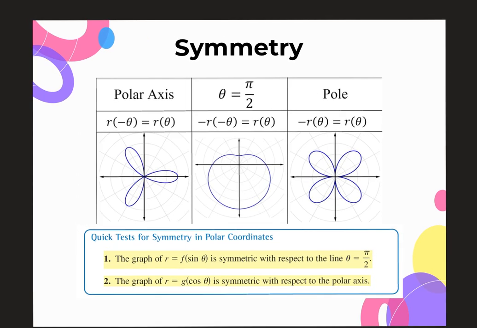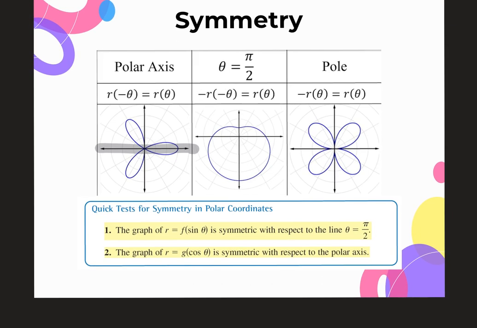If it has symmetry to the polar axis, that would be like your x-axis. That means I can fold it from top to bottom and it would overlap. In an equation, it means I could plug in a negative angle and it would go back positive. And specifically, a graph that would have polar axis symmetry would have cosine of theta in it.